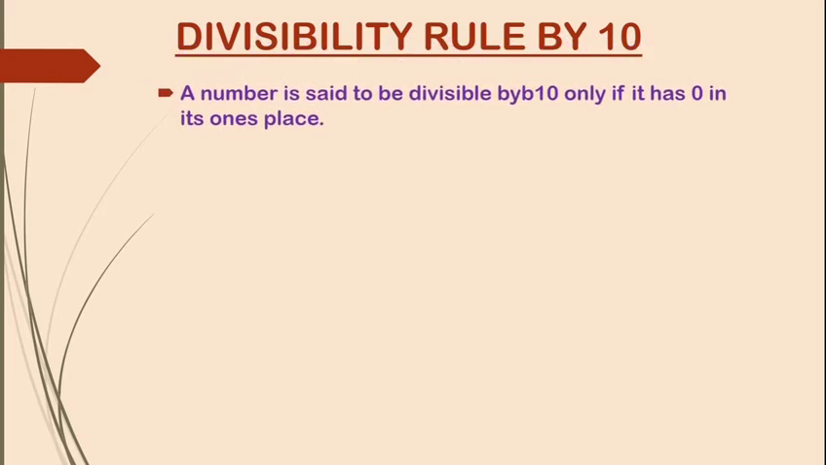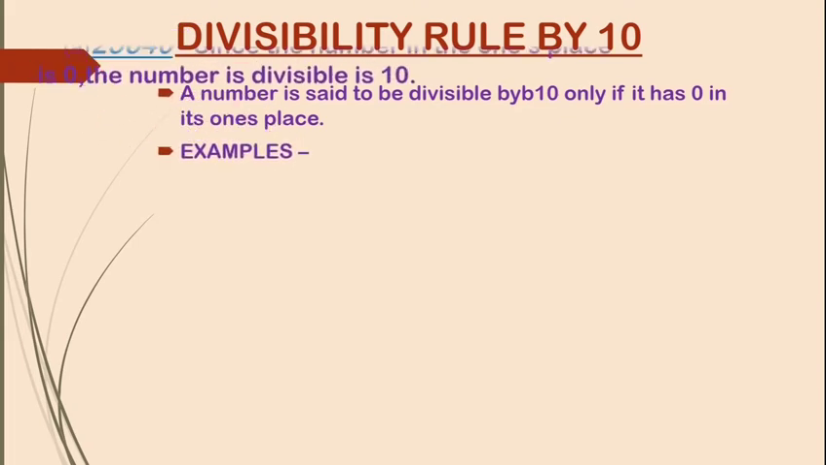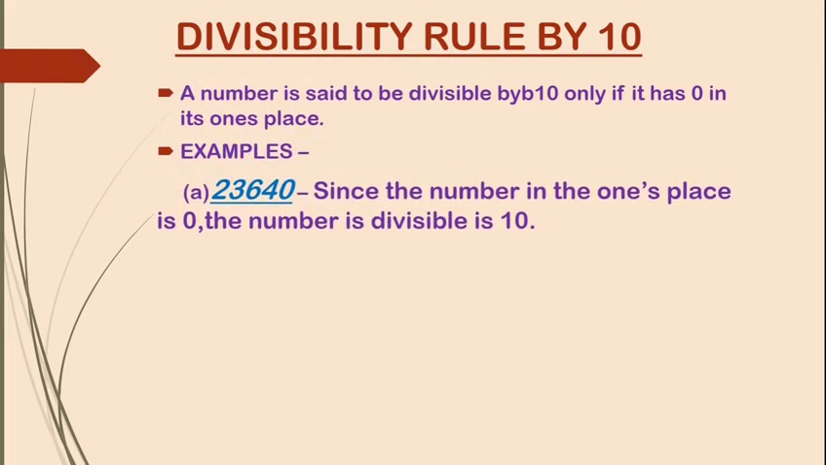Now comes the easiest rule of all, that is divisibility rule by 10. So how will you know whether a number is divisible by 10 or not? A number is said to be divisible by 10 only if it has 0 in its ones place. Some examples. So the first number is 23,640. Since the number in the ones place is 0, so the number is divisible by 10. As simple as that.